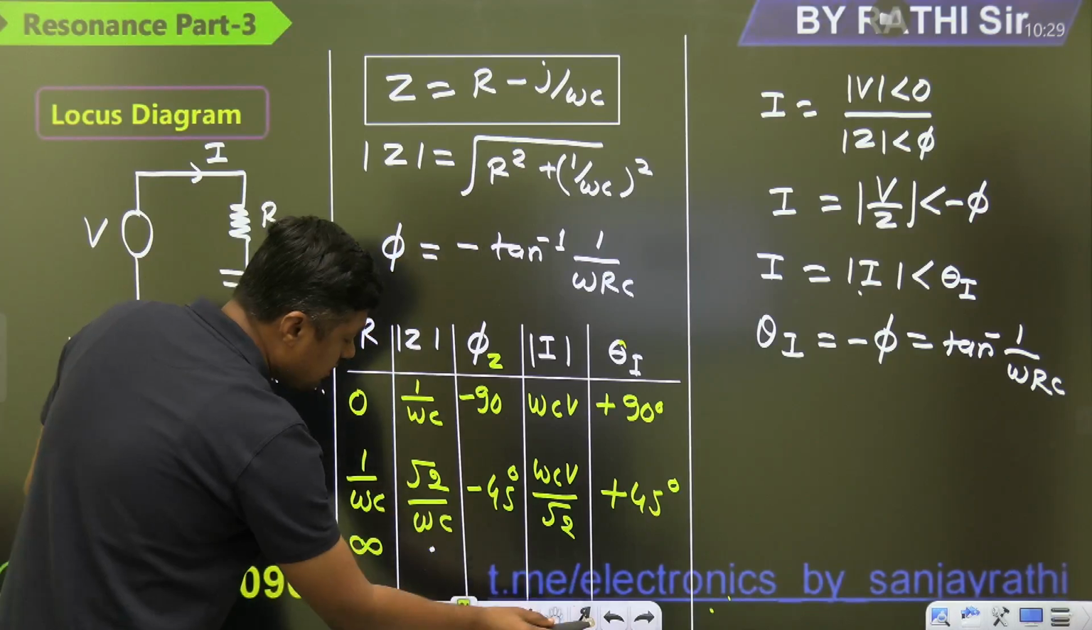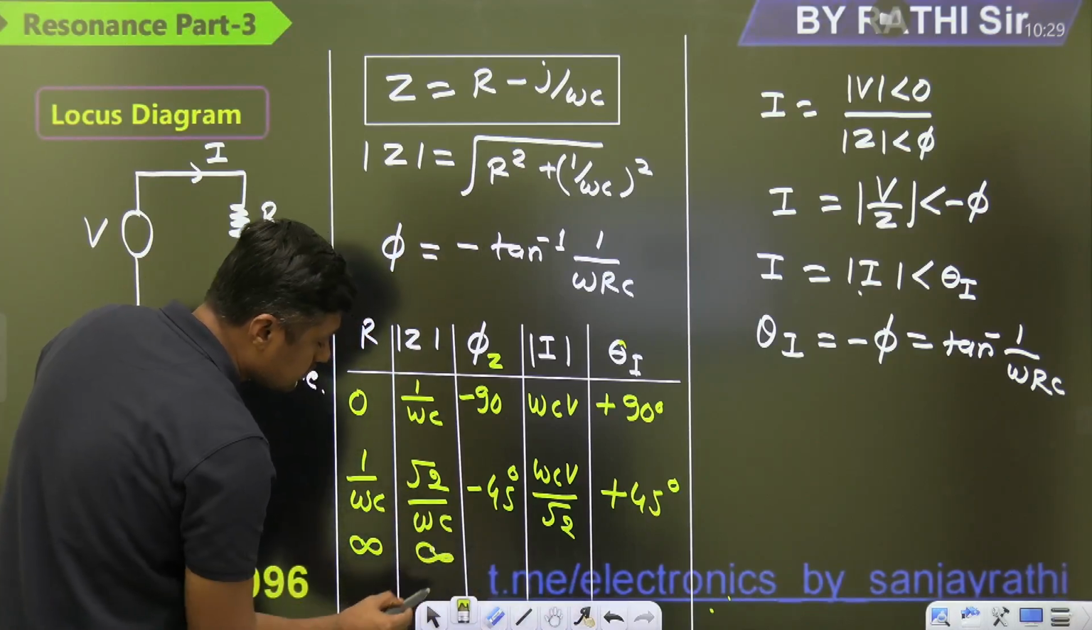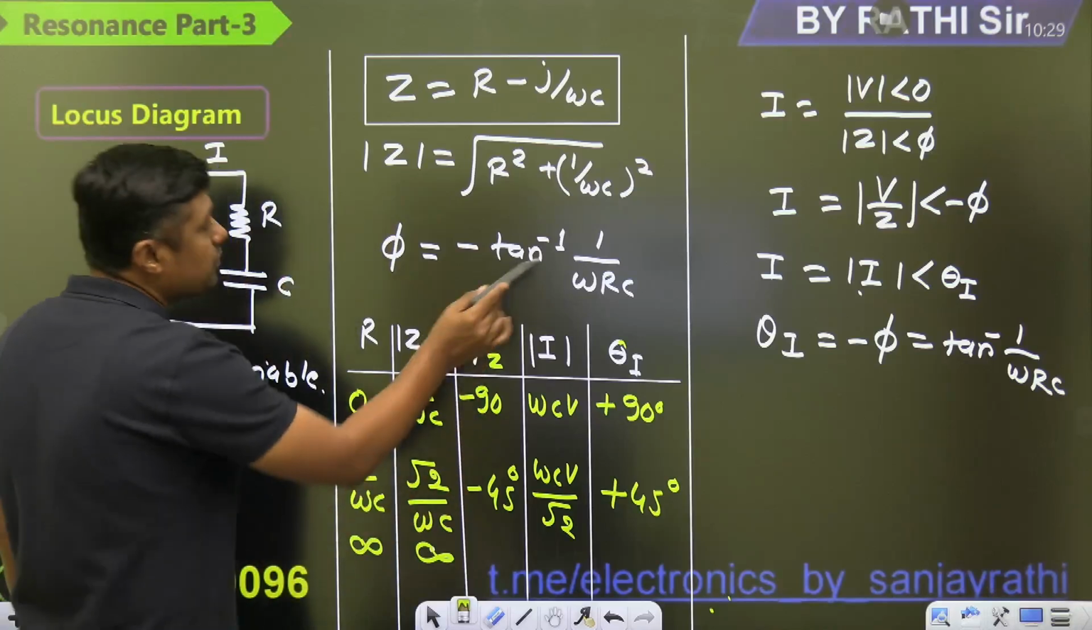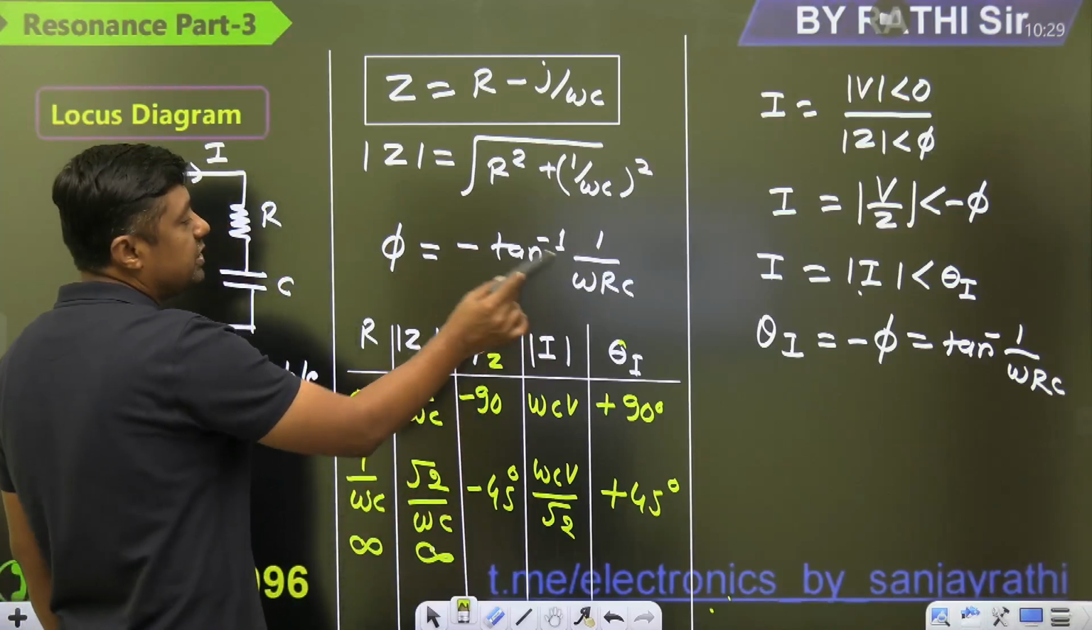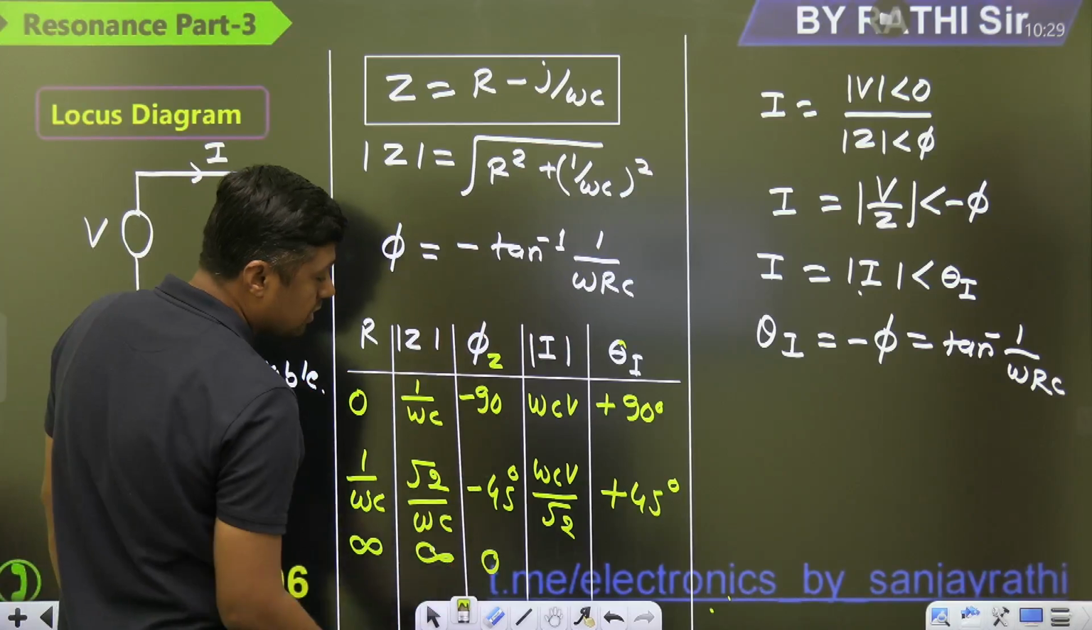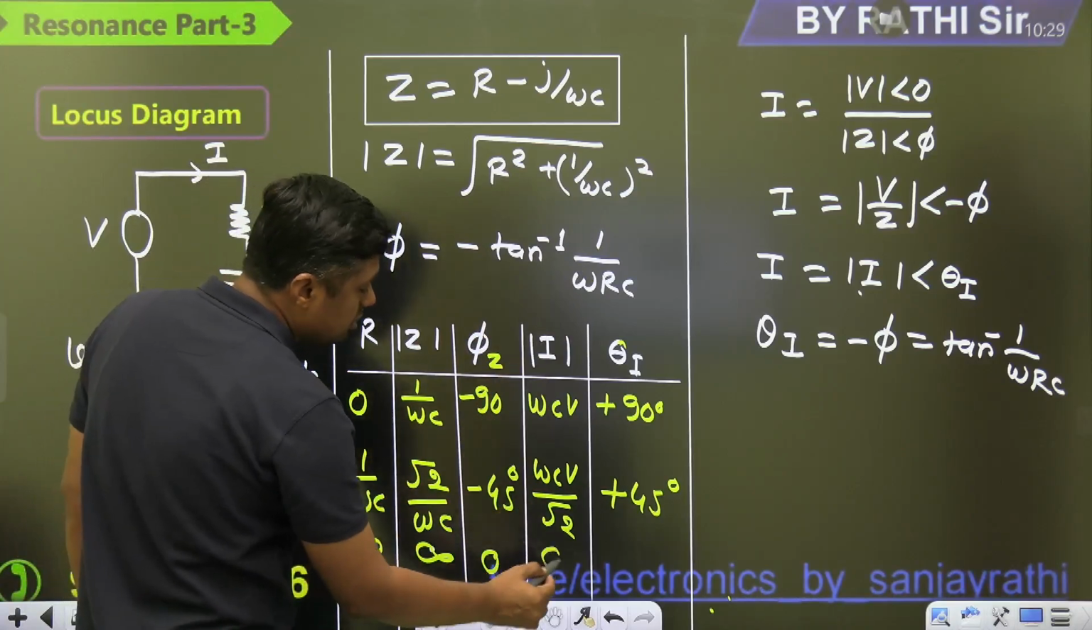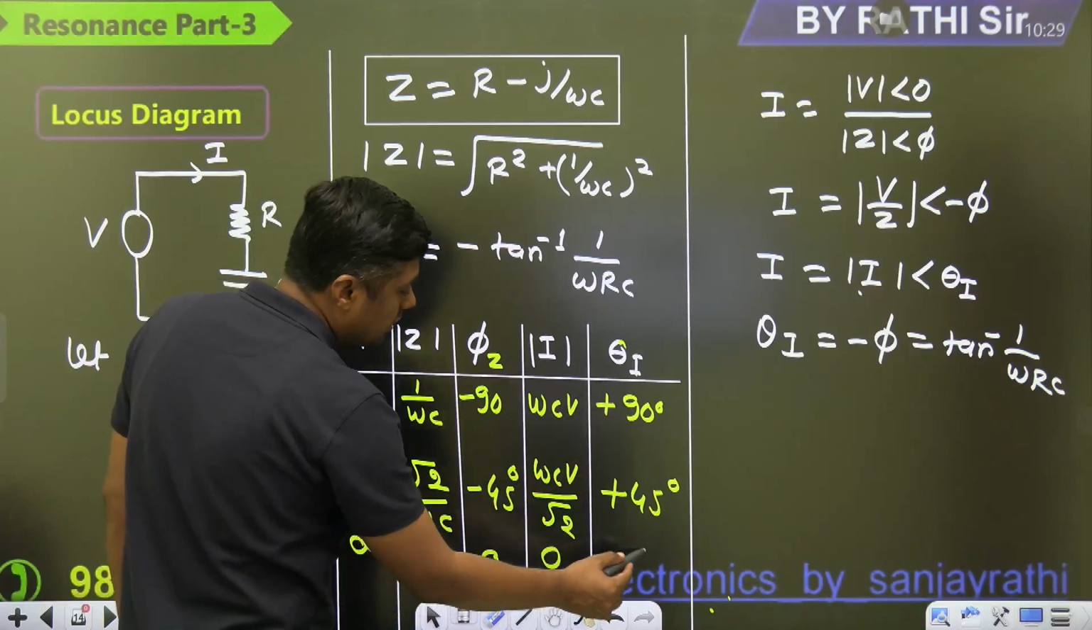If the impedance is infinite, then what about the phase? Because R is infinity, 1 by infinity is 0, so the phase becomes 0 degrees. What about the current? The phase of the current will also become 0 degrees.